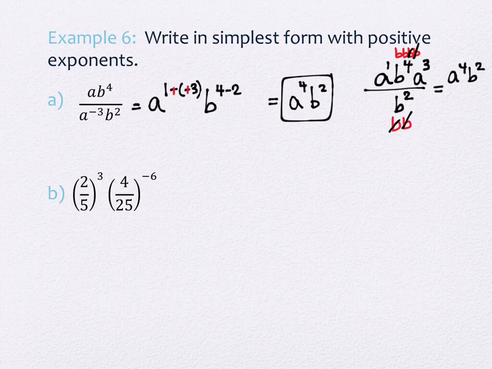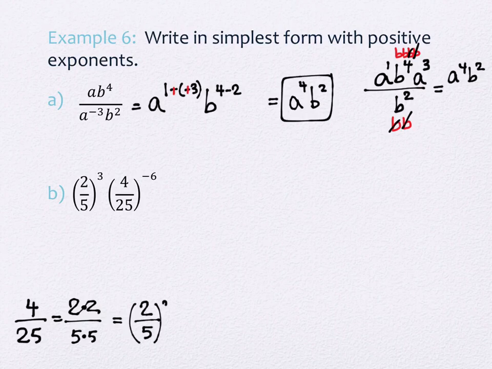2 times 2. So I'm just going to put this down here for a second. Looks terrible, but we'll go with it. How about 25? How can you break it down so it looks like fives? 5 times 5. And in doing so, we can recognize that this is 2 over 5 squared, because we have 2 being squared on the top and 5 being squared on the bottom.